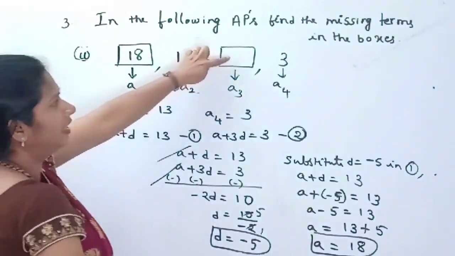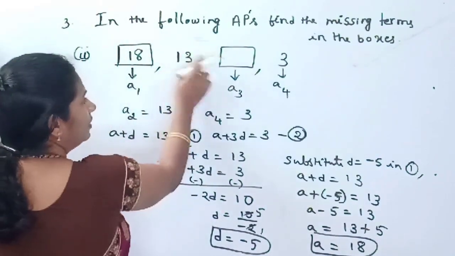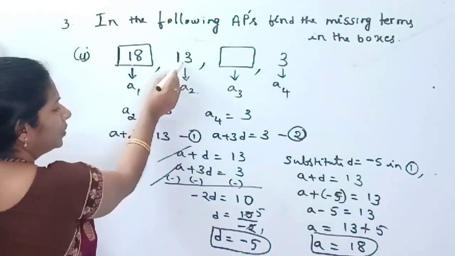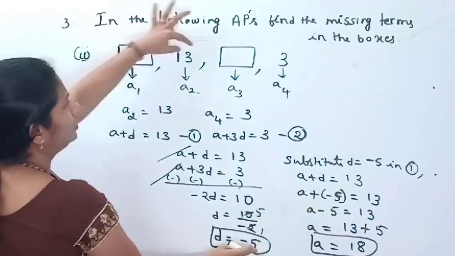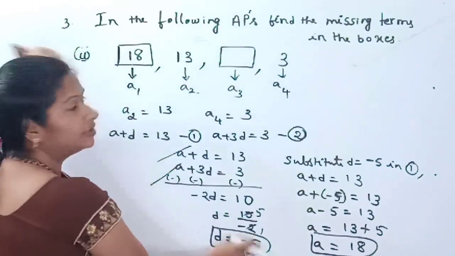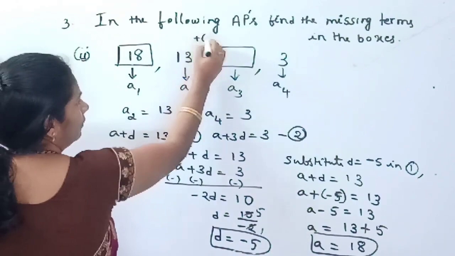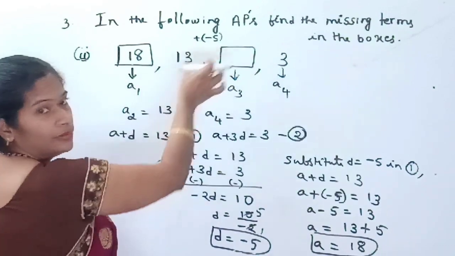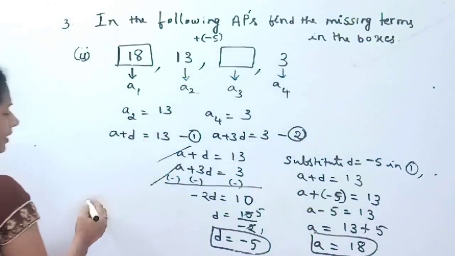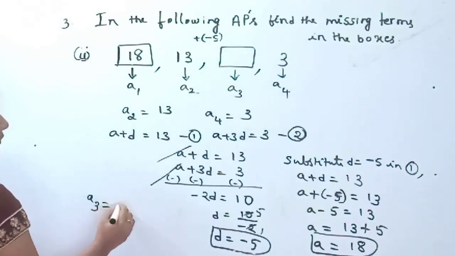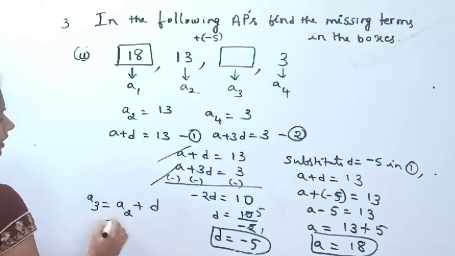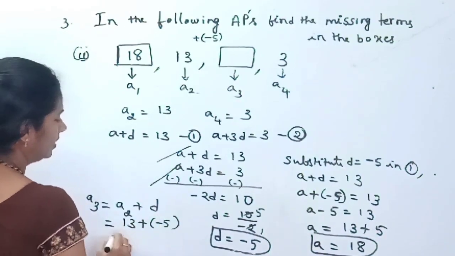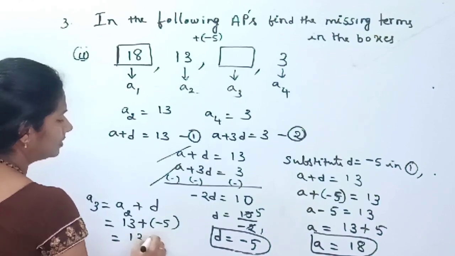Next, how will you find the third term? Add the common difference to the second term and you will get the third term, isn't it? The second term you know already. If you add the common difference, which is minus 5, to the second term, you will get the third term. If you want, let me write like this. A3 equal to A2 plus D. So what is the A2 value? It is 13 plus of minus 5.